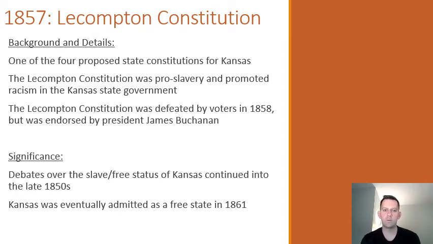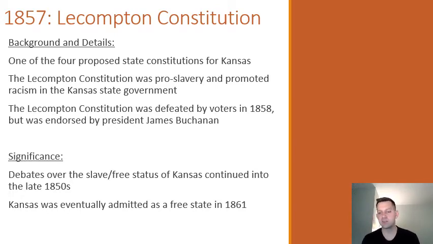In the meanwhile, Kansas is in the process of moving from a territory, and now they want to come in as a state. But so many different pro-slavery groups and anti-slavery groups had moved into Kansas that nobody really knew who the majority was. So there were 4 separate constitutions drawn up for Kansas. The 2 most famous ones were an anti-slavery constitution and a pro-slavery constitution.